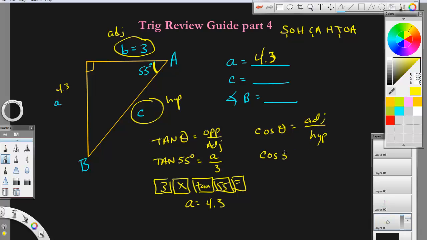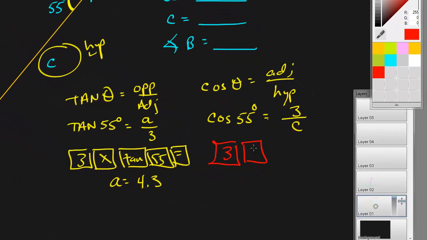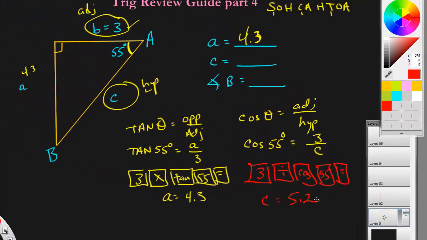So the cosine of 55 degrees equals the adjacent side. What would my fraction look like? 3 over c, which is the hypotenuse. Adjacent over the hypotenuse, 3 over c. And on this problem, would I multiply or divide? I would divide, so I would do 3 divided by the cosine of 55 equals, and c would be what? 5.23, she says, so 5.2.